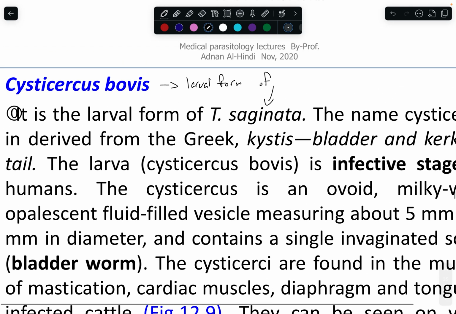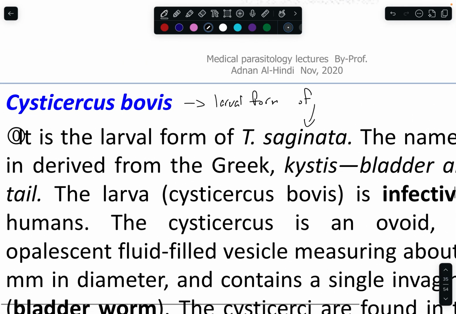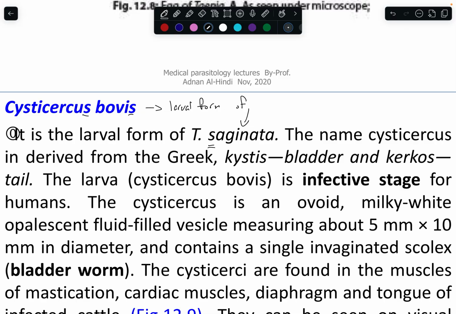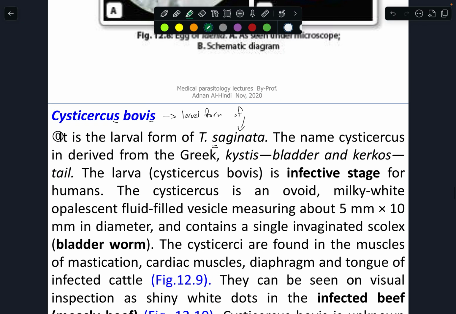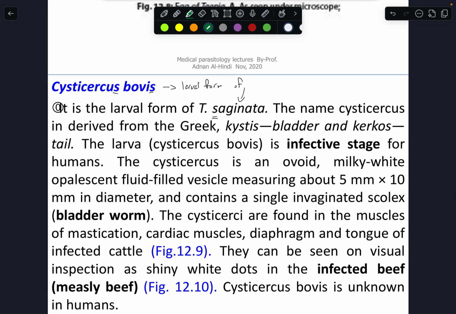How do we connect the both? Saginata, bovis, Cysticercus bovis. All connected to the S. The name Cysticercus is derived from the Greek cystis, bladder, and kerkos, tail. The larva, Cysticercus bovis, is the infective stage for humans.